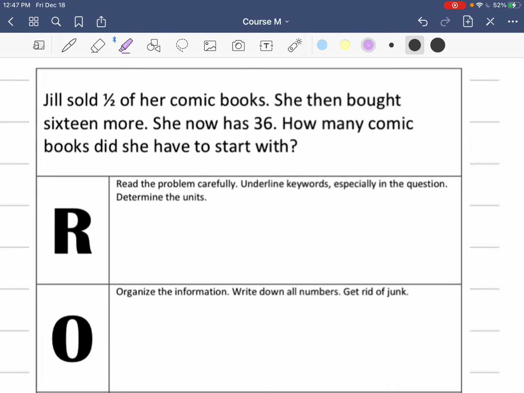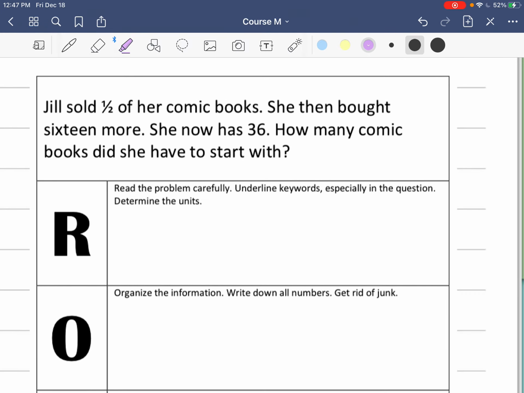Okay, one more and we'll have it. Jill sold 1/2 of her comic books. She then bought 16 more. She now has 36. How many comic books did she have to start with? So we are looking for how many books to start with. So the unit this time will be books.